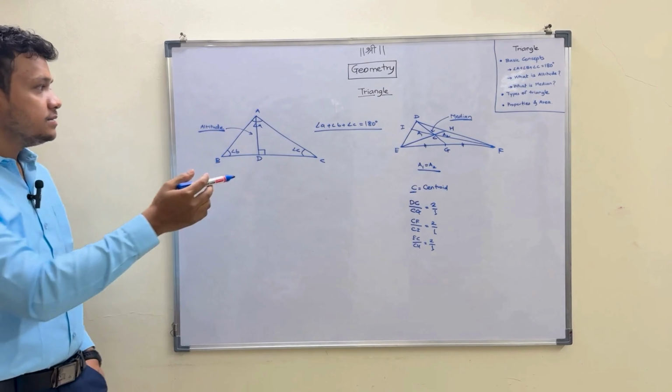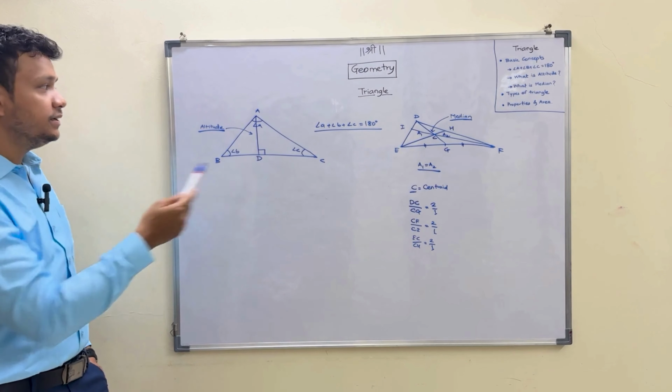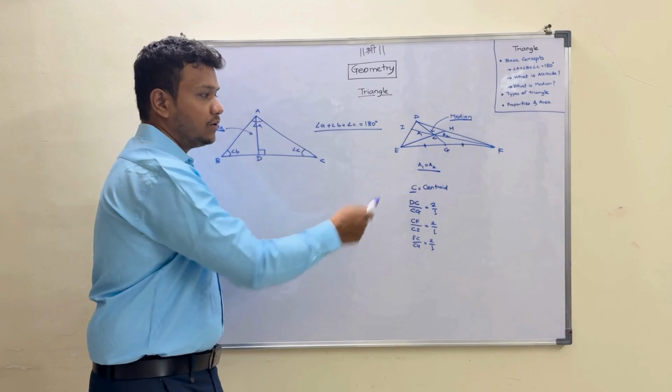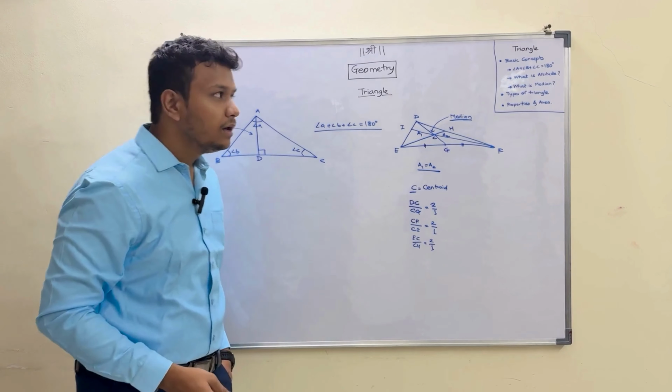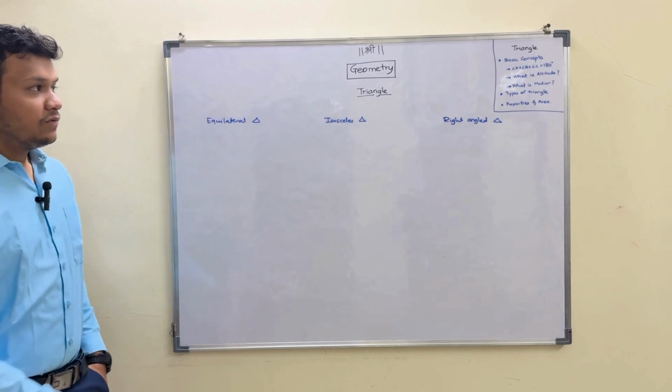So these are basic concepts and properties. We talked about the sum of three angles, which is 180 degrees. Then we talked about altitude, and then medians and centroid, and the different properties of median. Now we'll move to different types of triangles. So let's start with different types of triangle.